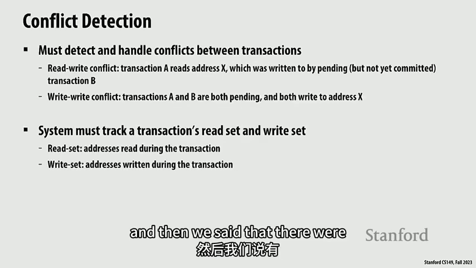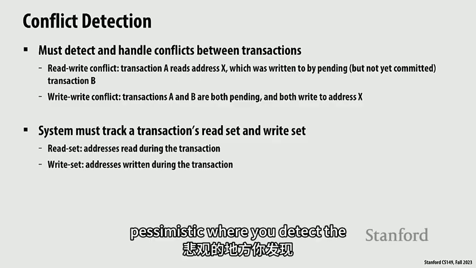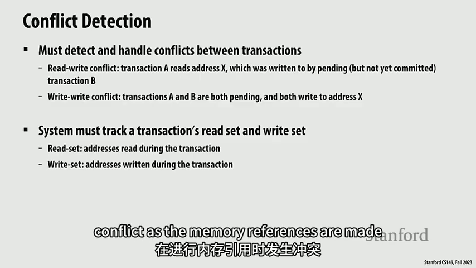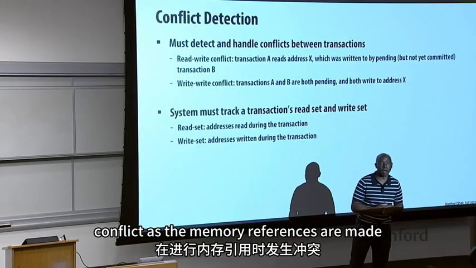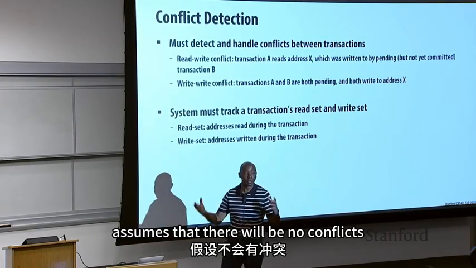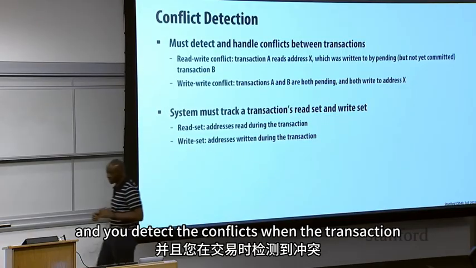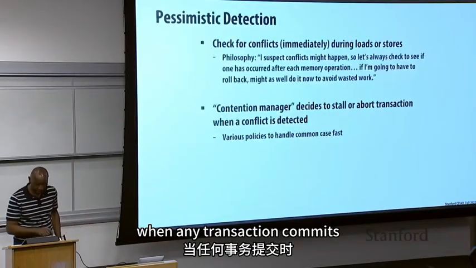And then we said that there were two conflict detection policies: pessimistic, where you detect the conflict as the memory references are made, and optimistic, which assumes that there will be no conflicts, and you detect the conflicts when any transaction commits.